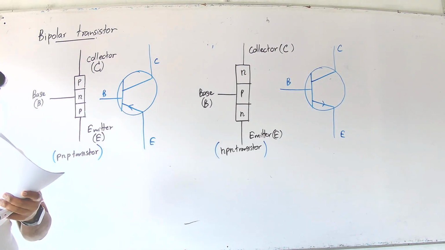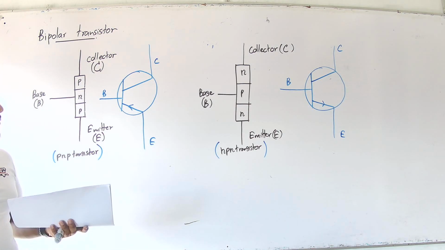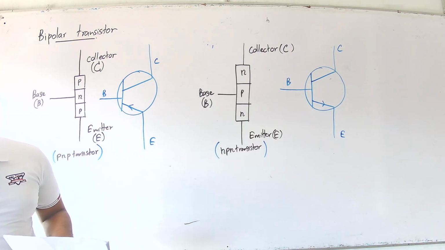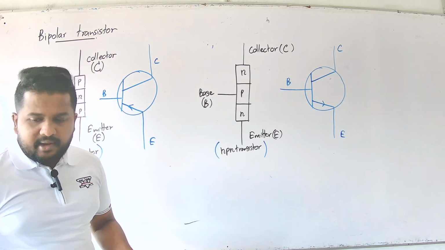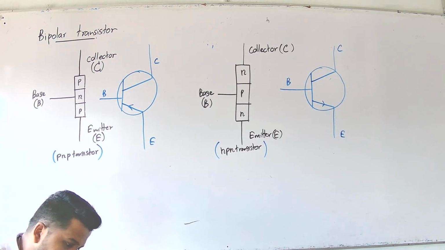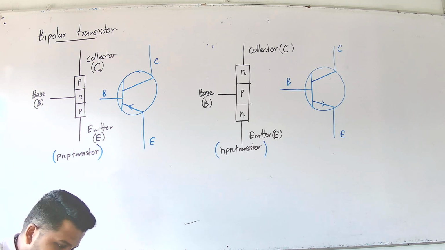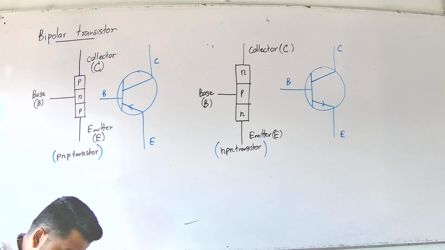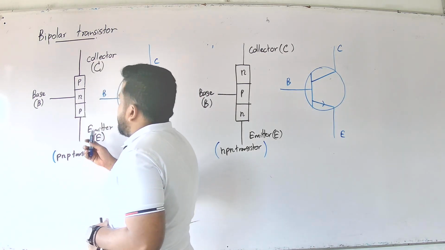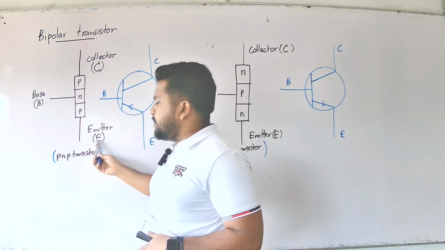Then they are PNP transistors and NPN transistors. Right. එතකොට අපි මේකෙදි NPN PNP කියලා දිනනවා. එතකොට මේකේ collector base emitter කියලා දිනනවා.